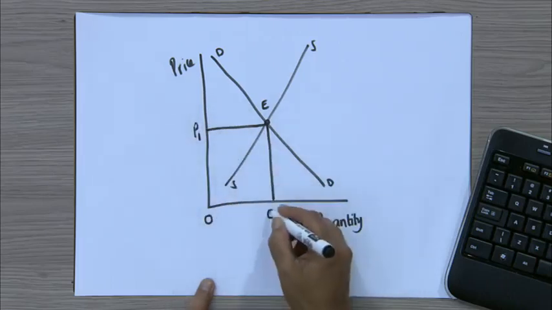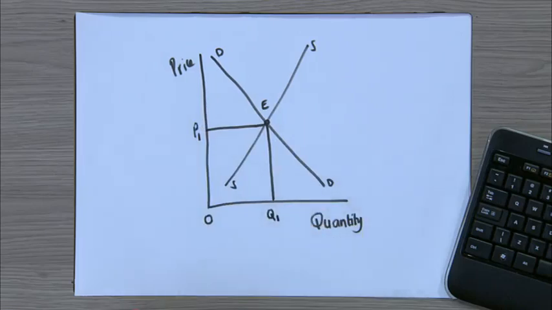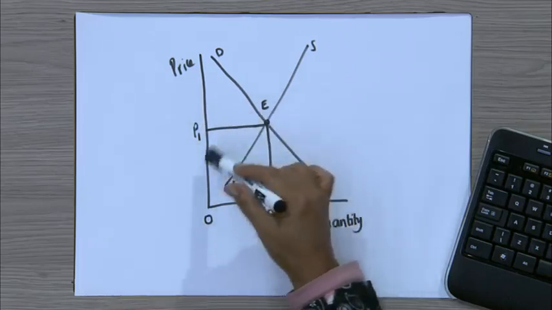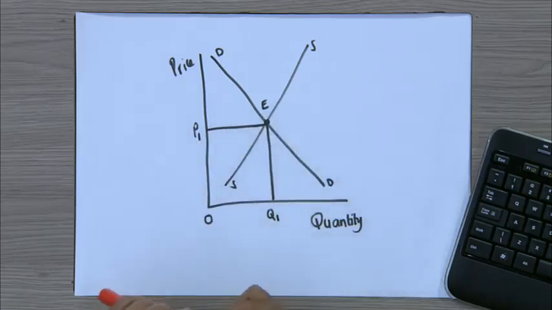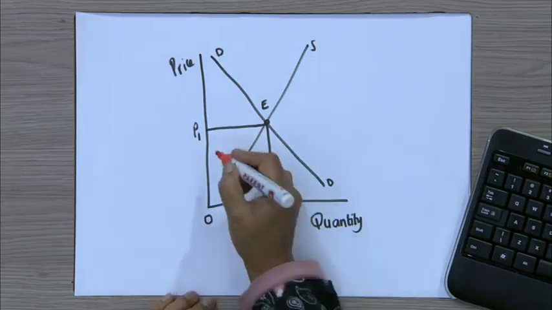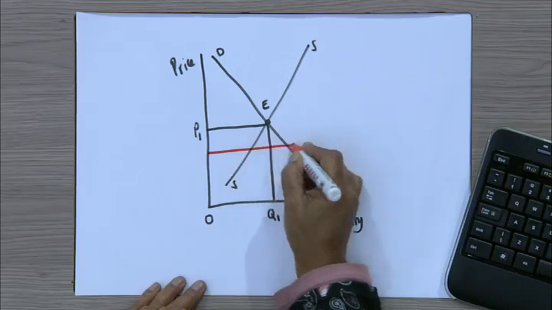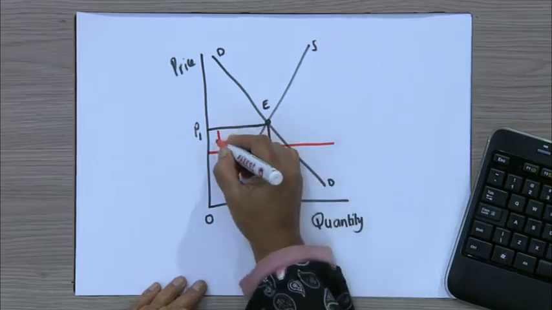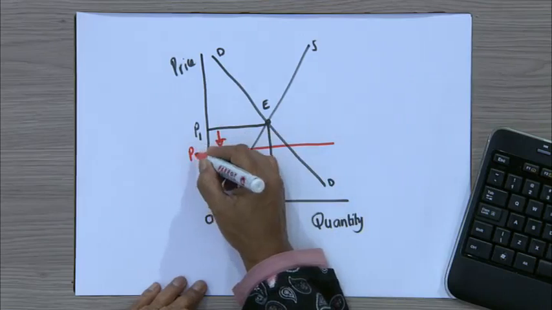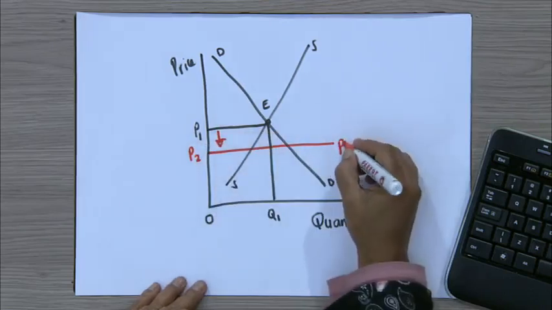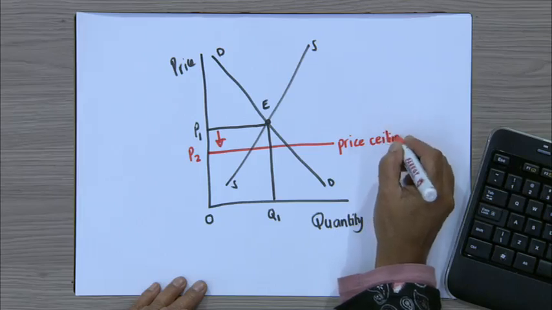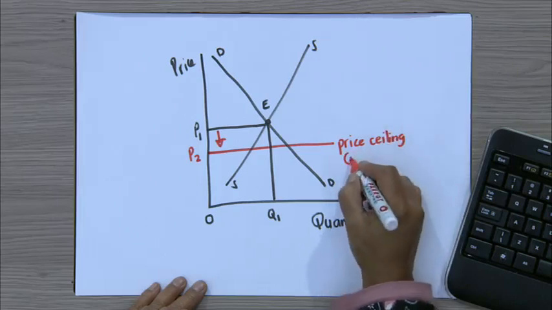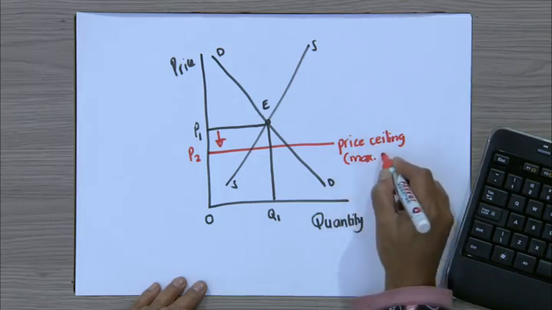P1, Q1. So now, that's the price that has been set by the market. But at that price level, at P1, some of the consumers are now locked out of the market. So the government comes in and they say, no, no, no. We need to set the price over here. So that price is dropped to P2. And this is called the price ceiling, also known as the maximum price.